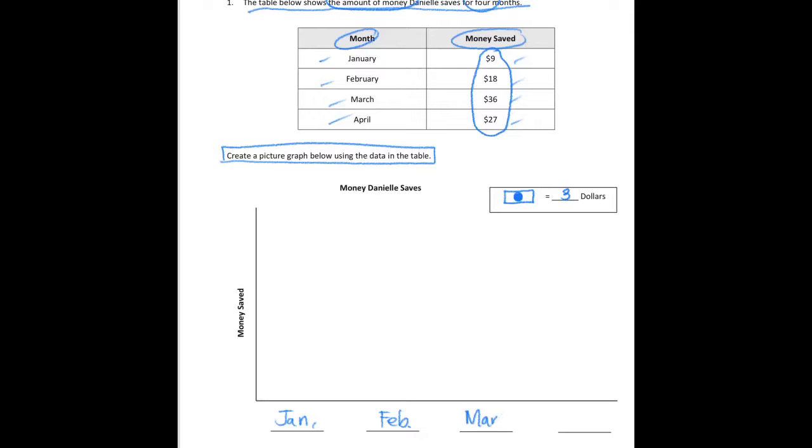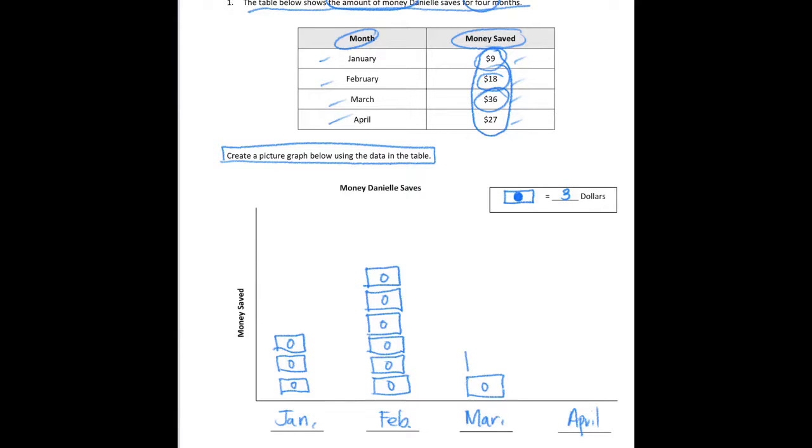Okay, so now I started labeling my 4 months and now I'm going to create my picture graph using my symbol. And that's equivalent to $3. So if I have 9, I'm going to have 3 of those. Next, February, I have 18, so I'm going to have 6 of the picture because 6 times 3 is 18.